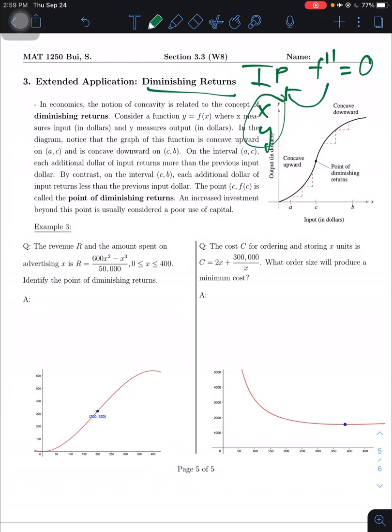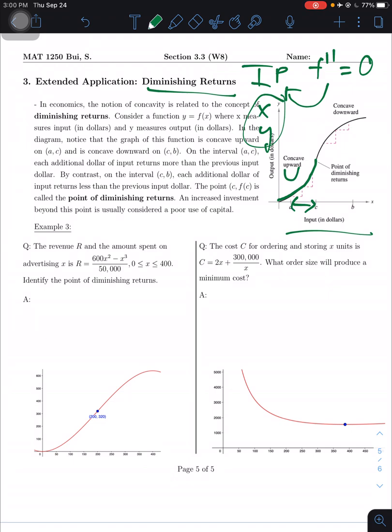In economics, the notion of concavity is related to the concept of diminishing returns. Consider a function y equals f of x, where x measures input in dollars and y measures output also in dollars, because we're talking about business and economics. In the diagram, notice that the graph of this function is concave upward on AC. AC is this interval from here to here. If you piece them together and extend it, it looks like a regular U shape, where it concaves upward.